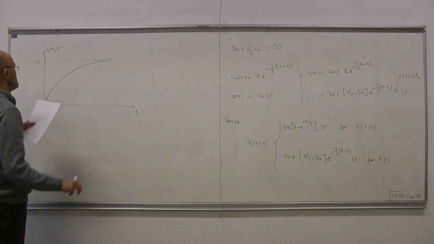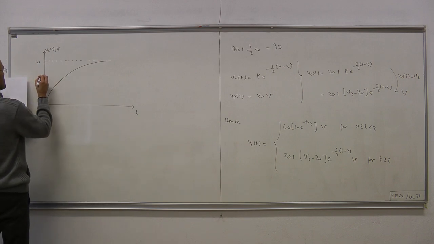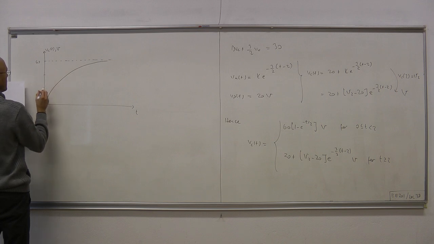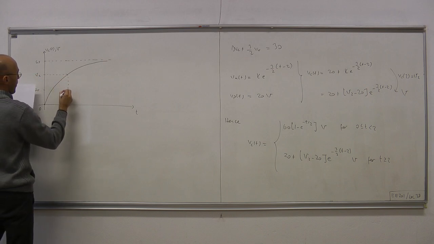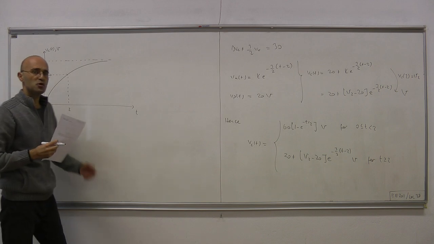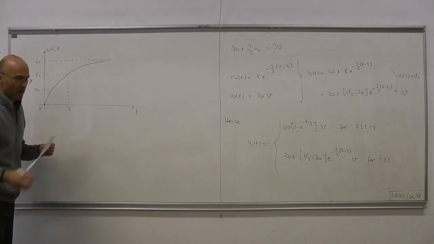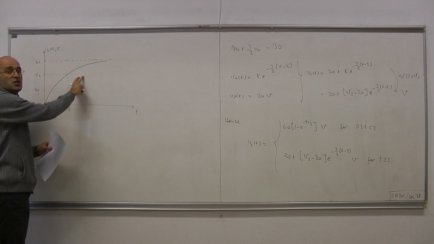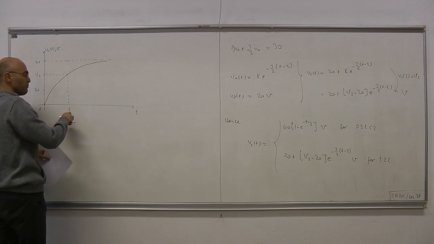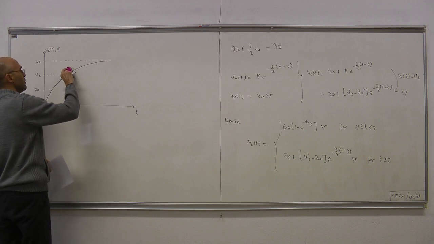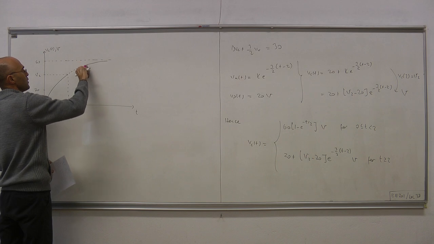And then what happens is the second switch closes. This is 20, and this is our 38 volts at t equals 2 seconds, and therefore the circuit changes, and the behavior of the capacitor voltage also changes. Therefore, from t equals 2 onwards, this part is no longer what we expect.